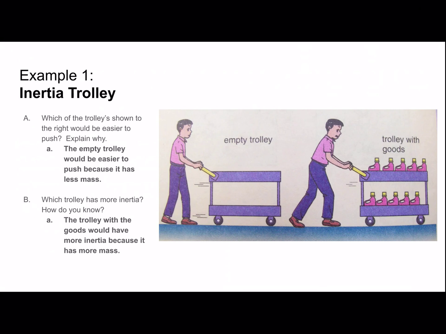All right, for A, which trolley would be easier to push? I hope that you picked the empty trolley, because there's nothing on it. It's just a trolley. It's going to be pretty easy to push because it has a lot less mass than the trolley with what looks like a bunch of really big Pepto-Bismol containers or laundry detergent. I don't know. And then which trolley has more inertia? The trolley with all of the goods on it has more inertia because it has more mass.